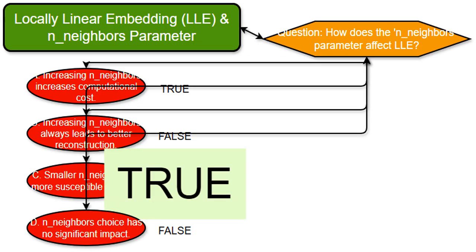This one is also false. The number of neighbors I choose really matters. It directly affects how the algorithm works and the final result I get. It's a really crucial setting. I need to choose wisely. Think of it as the spice in your recipe. Too little or too much can ruin the whole dish.